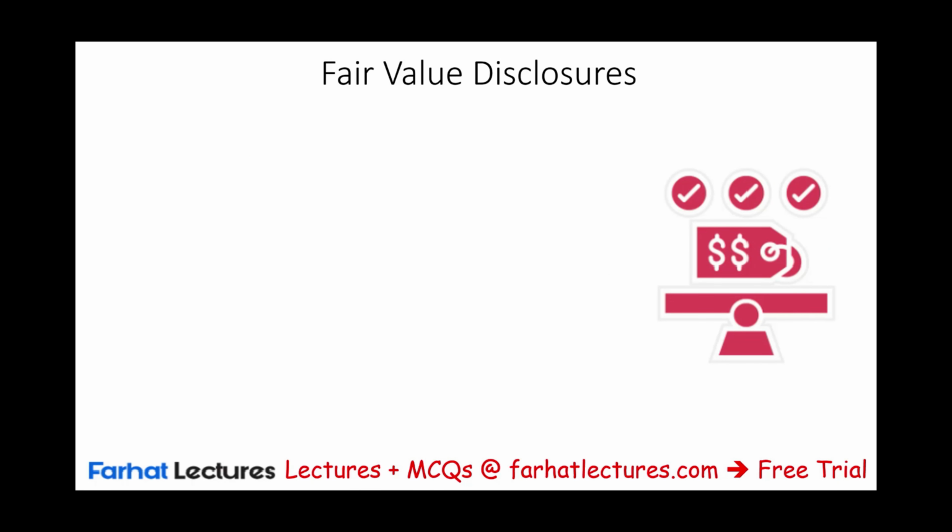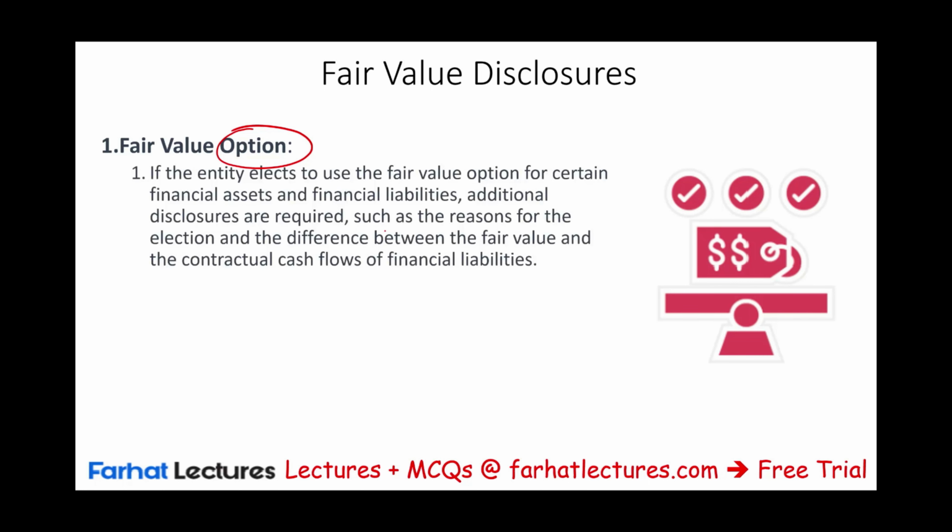Other things about fair value: if the fair value option was chosen, and if you don't know what the fair value option is, it's an option. You have the option to report something at fair value or at something else, maybe the equity method, maybe cost. But if you choose to report at fair value, then there is additional disclosure. Why did you elect this? Because once you elect this, you can't back out of it. And the difference between the fair value and the contractual cash flow of that financial asset and liabilities.